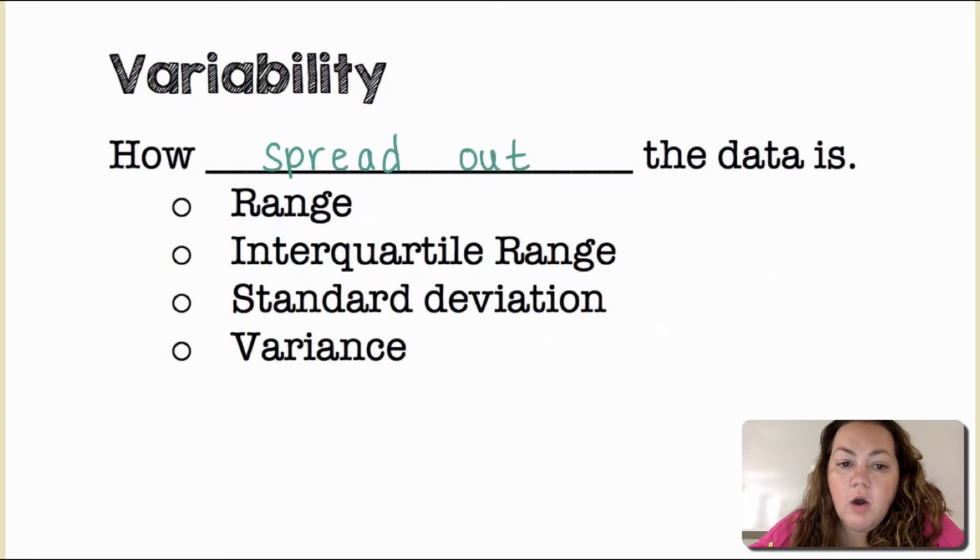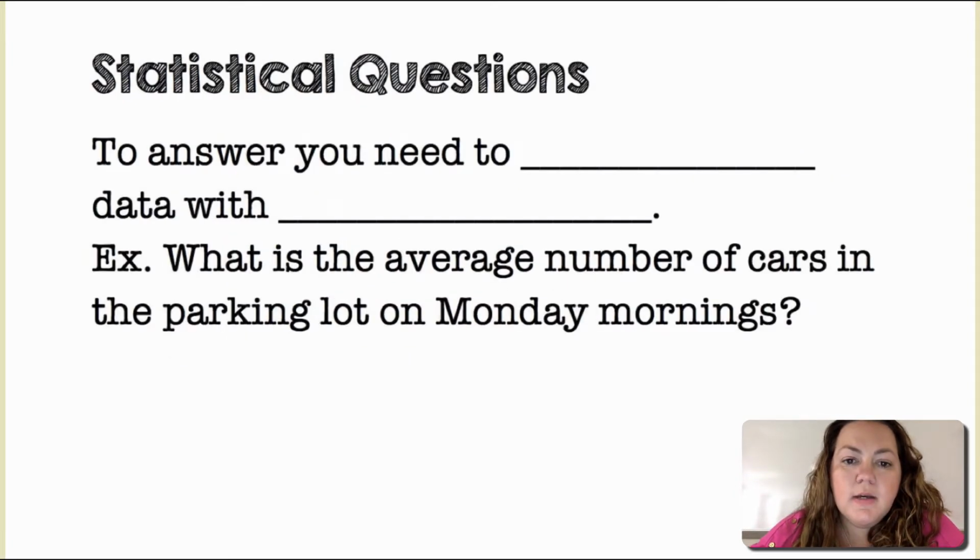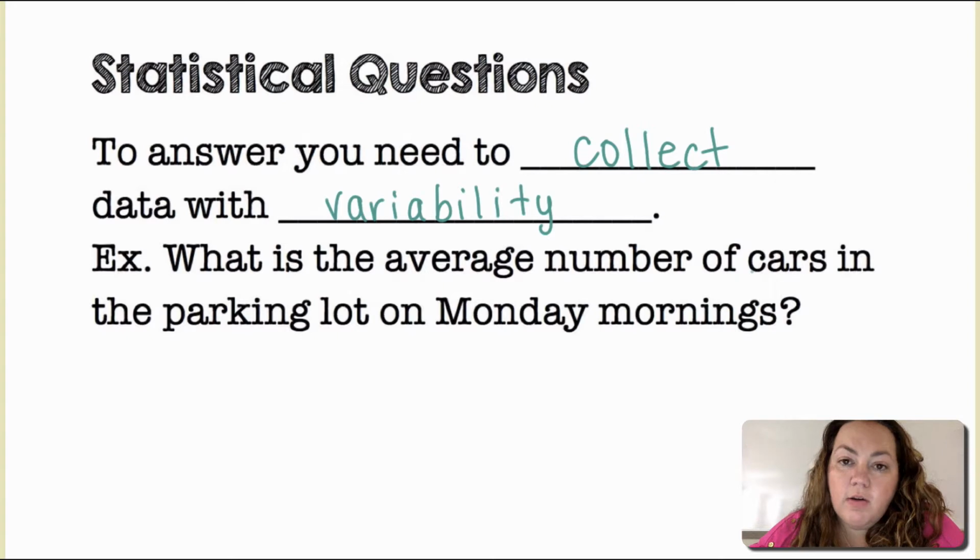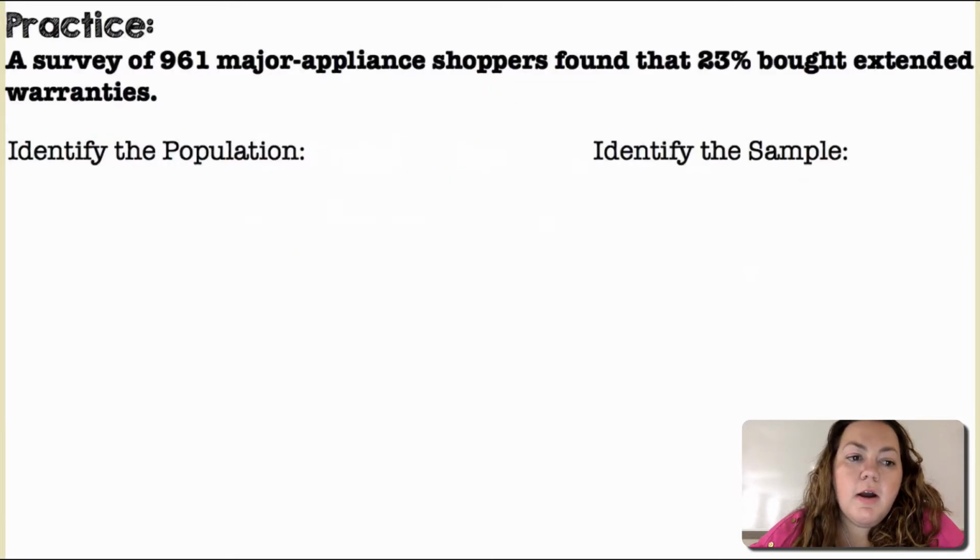Variability: how spread out the data is. So variability can be measured with the range, the interquartile range, the standard deviation, and the variance, and you'll learn about all those things later on. Statistical questions: to answer a statistical question, you need to collect data with variability. So, for example, what is the average number of cars in the parking lot on Monday morning? We could collect data, and it's going to vary from week to week.